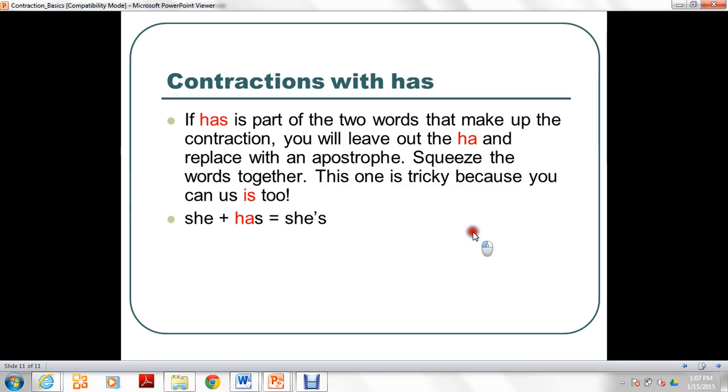She plus has becomes she's. He plus has becomes he's. It plus has becomes it's. That plus has becomes that's. And that's all for contractions.